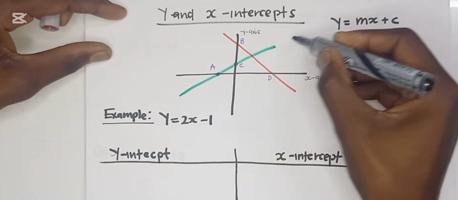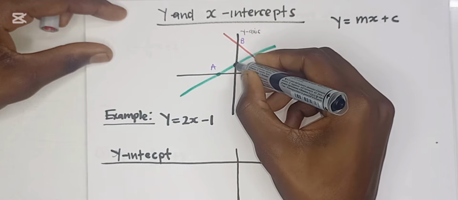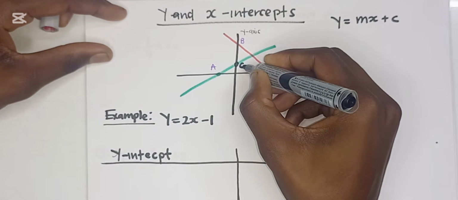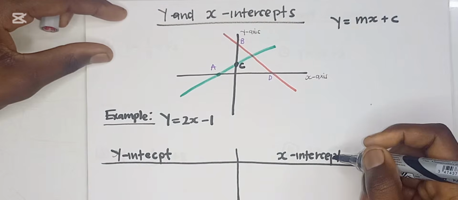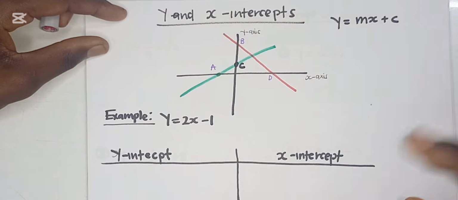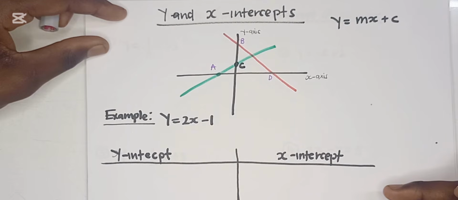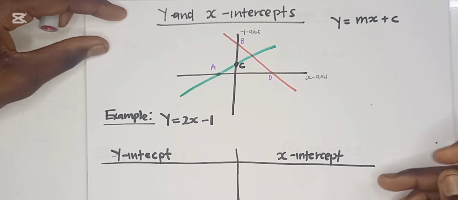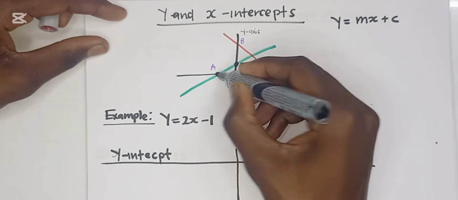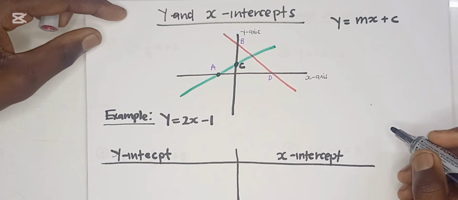So this green graph touches the y-axis here, and this point is called the y-intercept. But what about the x-intercept? The x-intercept is the point in the graph that touches the x-axis. Looking at the green one again, what will be our x-intercept? Our x-intercept is going to be this b. Why? Because it touches the x-axis of the Cartesian plane.